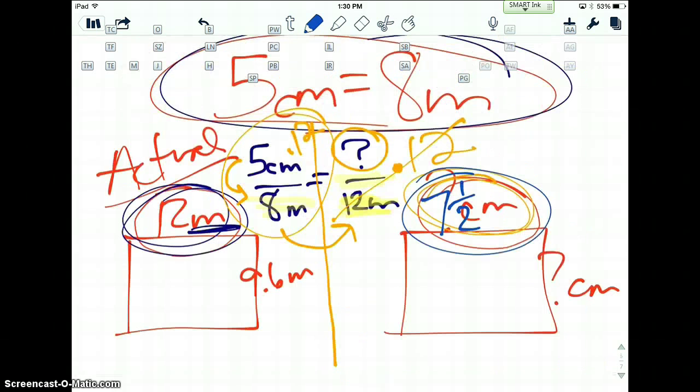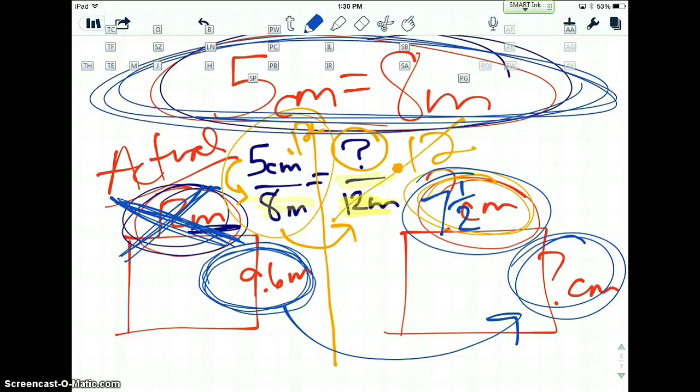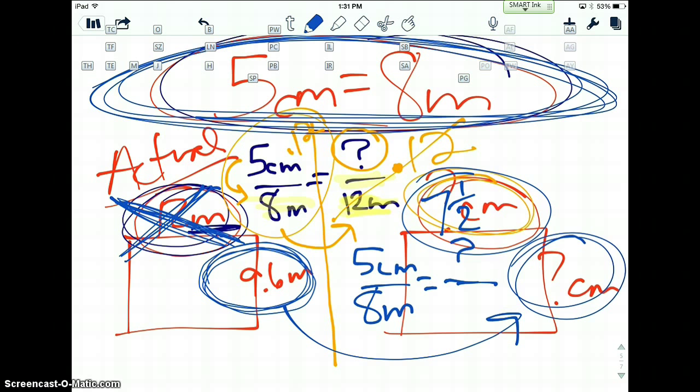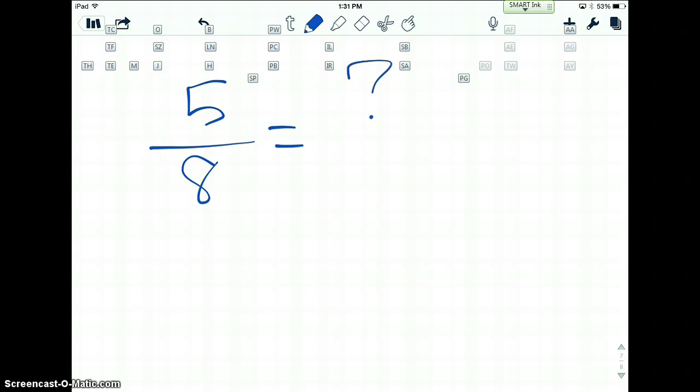Now I need the other dimension. I need this one. And guess what? We're going to do the same thing. Just with different, we're not going to use the 12 meters this time. We're going to use this, the 9.6, because that corresponds to our other dimension. So what proportion are we going to use? Well, the scale is still going to go in it. So I'm going to have 5 centimeters to 8 meters equals something over 9.6 meters, because we correspond the meters with the meters. And there's going to be no relationship happening either way. So guess what? We're resorting to algebra one more time. So 5/8 equals question mark over 9.6.